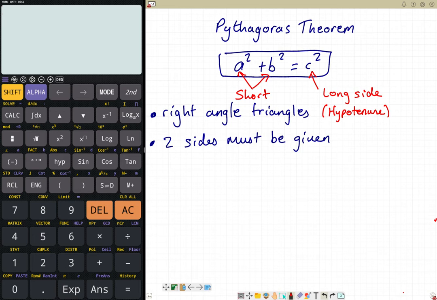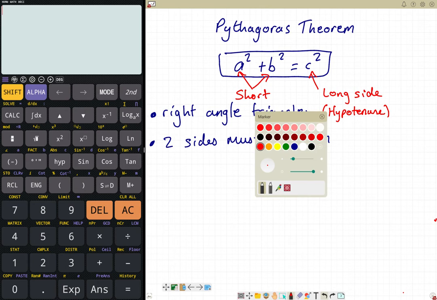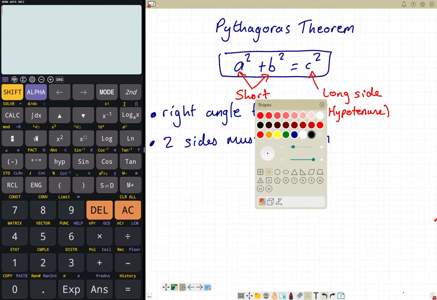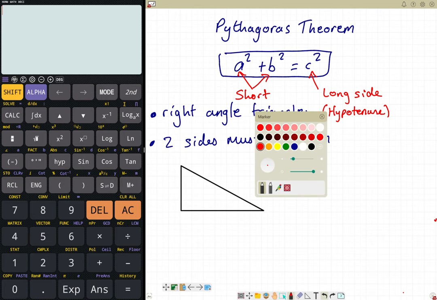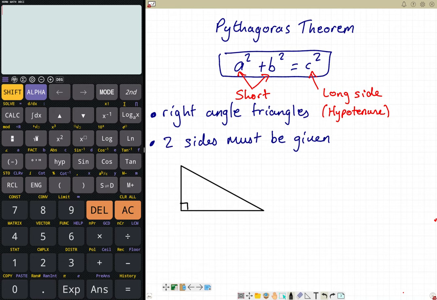Okay, so let me show you a triangle. I've got a right angle triangle, and I've got two sides. So let's say I've got this side and I've got this side. First thing I have to do is label my triangle A, B, and C.